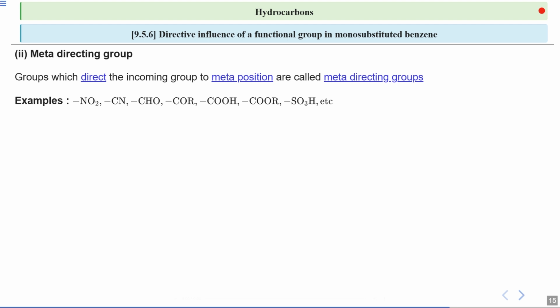Notice here that each of these given groups attached to the benzene ring has a lower hybridization. I would say that they have a hybridization with a greater s character. If you look at the carbon, it has sp hybridization in CN, CHO sp2, COR sp2, COOH sp2, and COOR sp2. So all of them have sp2 hybridization, which is a nature that affects their electron donating or taking tendency.